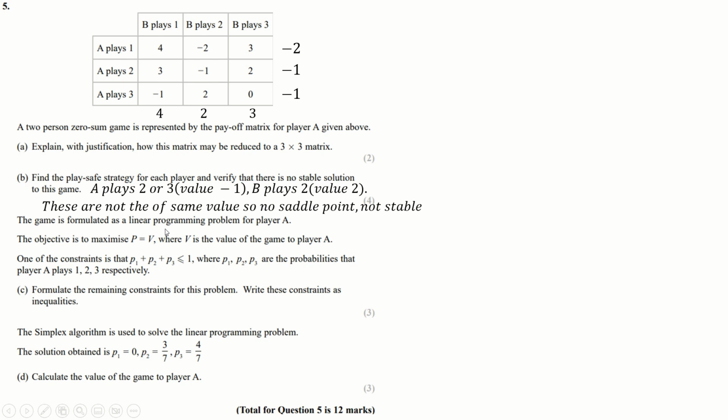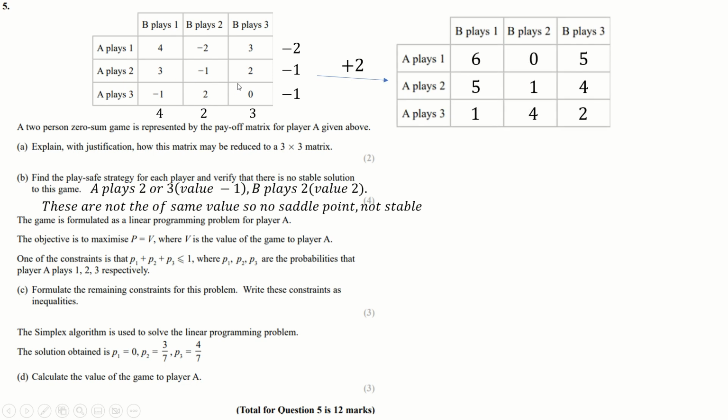Now we're going to format this as a linear programming problem, P is equal to V. Now firstly, if you're going to program a game theory question into linear programming, you can't have any negative numbers in the table. So we're going to add 2 to every number in the table to make this table. And now that we've done this, we can program this as a kind of simplex algorithm thing.